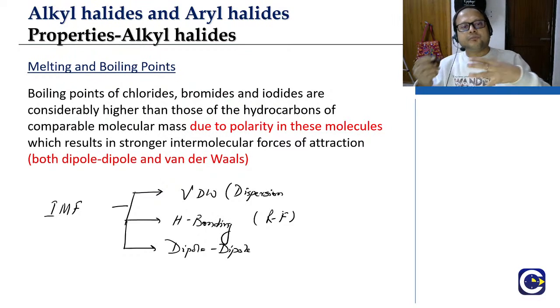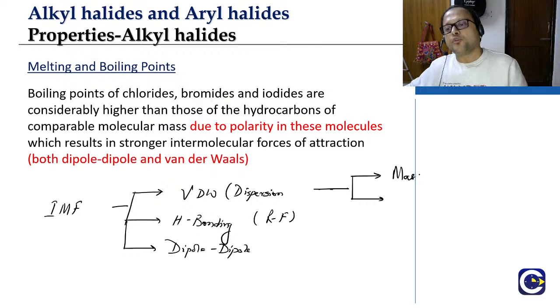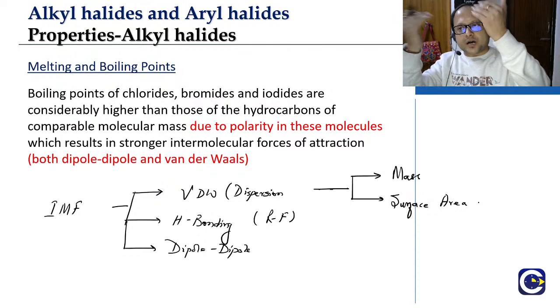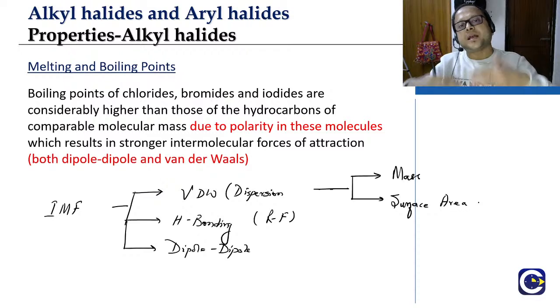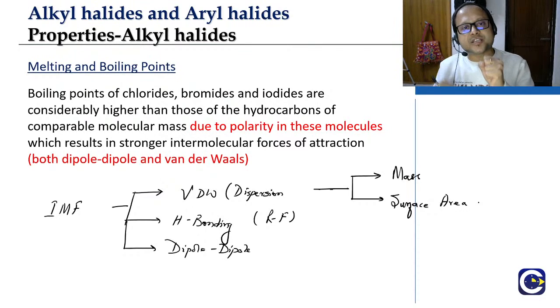Right. What happens is that van der Waals forces depend on two factors: the overall mass of the molecule, and also the surface area. These are the two things on which it depends. So you see that if you go down the group, RF, RCl, RBr, RI, the mass is increasing down the group. So it is quite obvious that if you keep the alkyl group constant and slowly the halogens change, then your melting point or boiling point will increase from the fluoride towards the iodide, right?